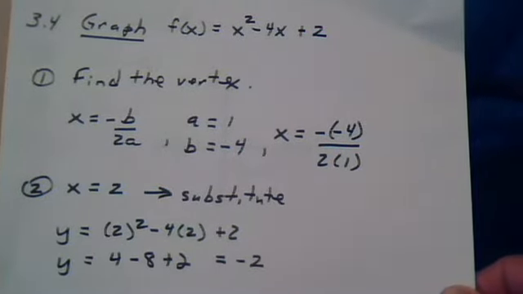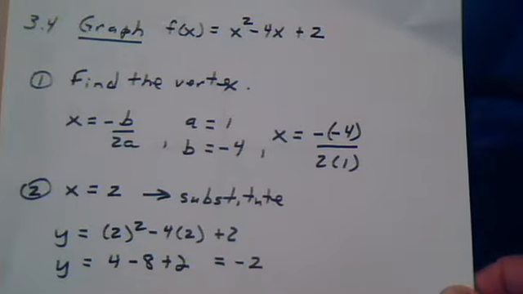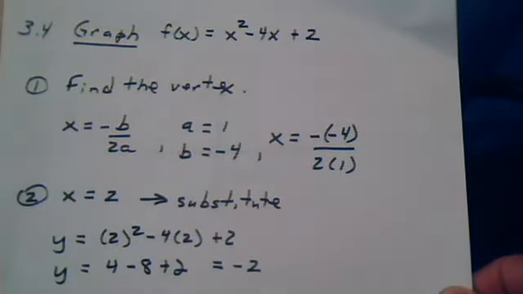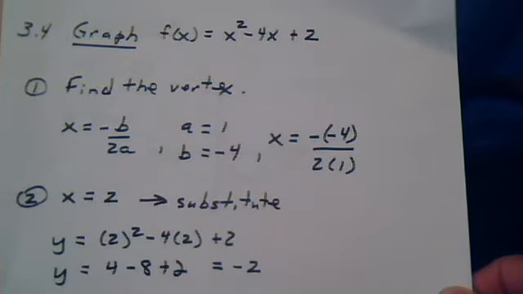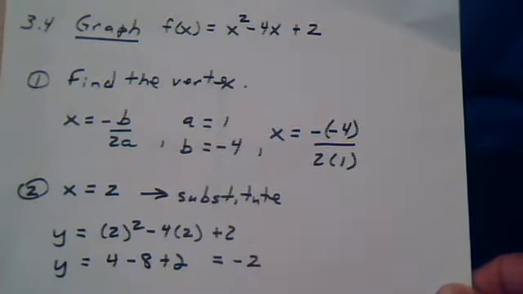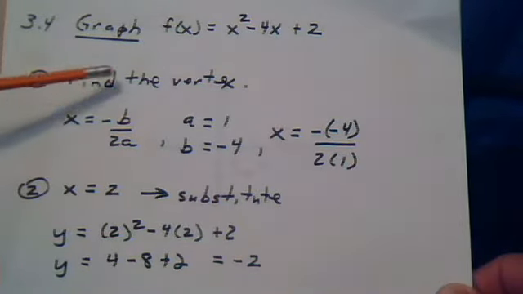Graph f of x equals x squared minus 4x plus 2. Looking at this equation, since it's a quadratic, that means the highest power on the variable is a 2. You expect the graph to look like a parabola. Quadratic equations produce parabolas, and parabolas have vertices. So we need to find the vertex of the parabola.